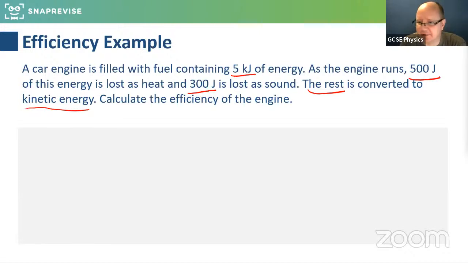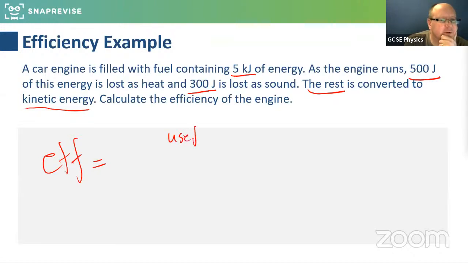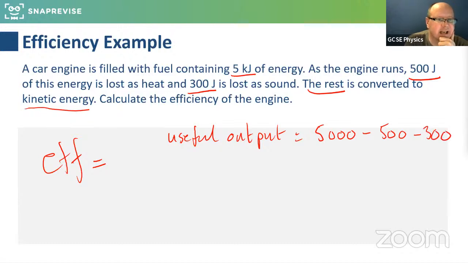So the efficiency example here of a car engine, we're calculating the efficiency of the engine. So the efficiency is going to be equal to the total useful output. So we need to calculate that. Just go back a step. So useful output is going to be equal to 5 kilojoules, which is 5,000 joules, minus 500 lost as heat and minus 300 lost as sound. So that's going to be 4,200 joules. That's our useful output energy.